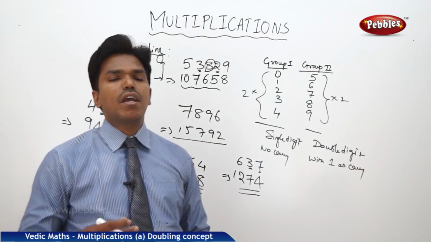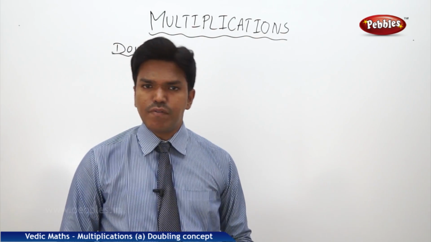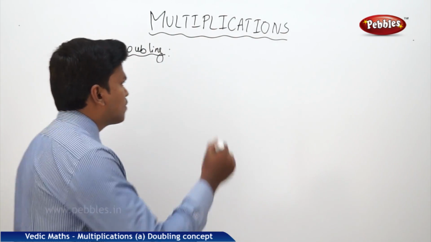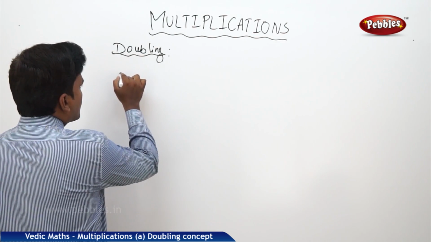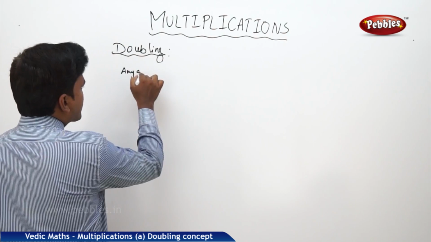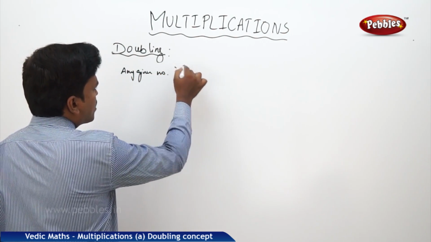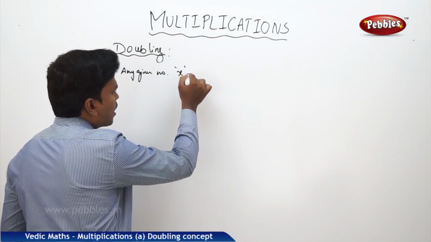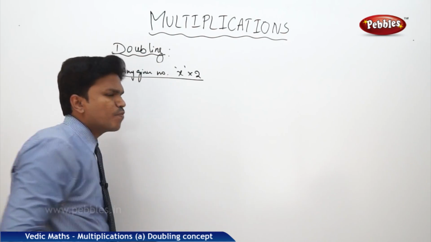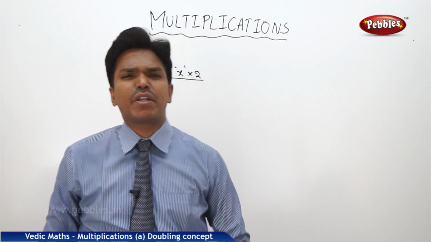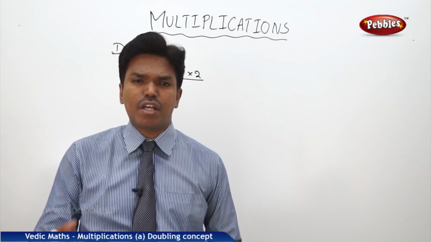Now we will see what are the advantages of doubling. First, any given number, let us consider it as x, multiplied by 2. Whenever you want to multiply any number by 2, you can follow this method. Just double it fast. That's it. That will be your answer.